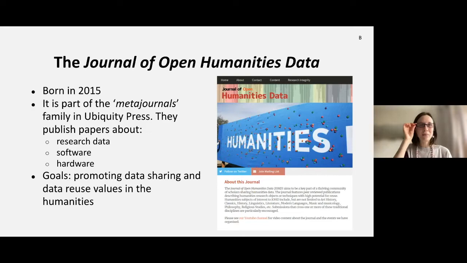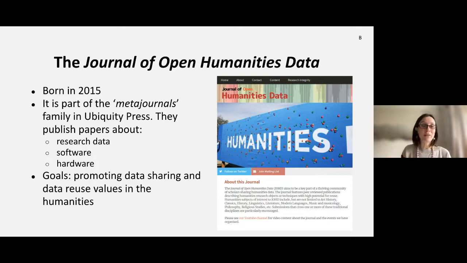Okay, so the journal Open Humanities Data, and well, I said a few words earlier, it was launched in 2015, and it's part of the series of meta journals that Ubiquity Press publishes. Ubiquity Press is a London-based open access academic publisher. And they tend to be quite innovative, not just in the topics, but also in their format.